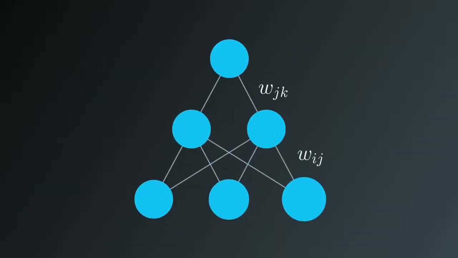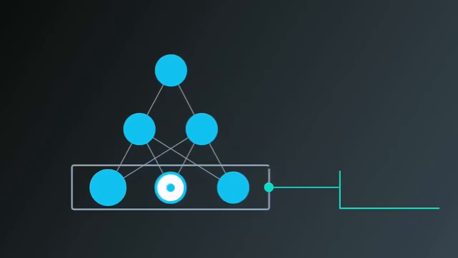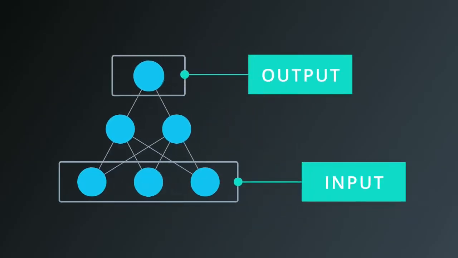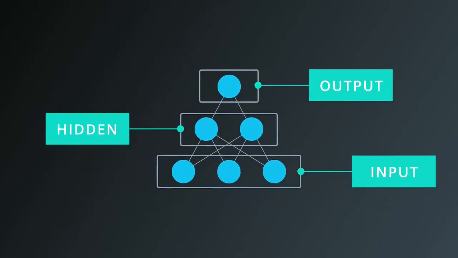We saw before with the XOR perceptron that adding a second layer of units allows the model to find solutions to linearly inseparable problems. So here is an example of a multi-layer perceptron with 3 input units, 1 output unit, and 2 units in the middle. This middle layer is called the hidden layer.